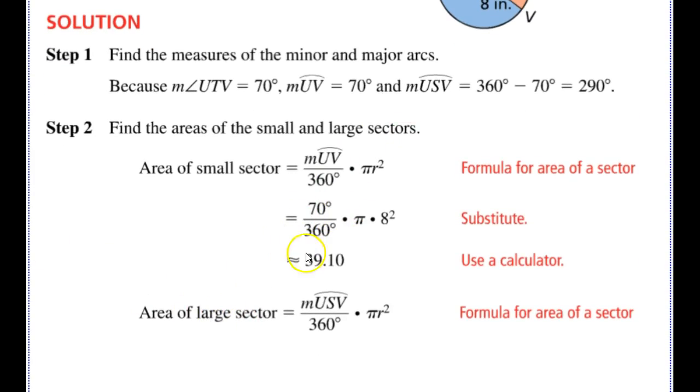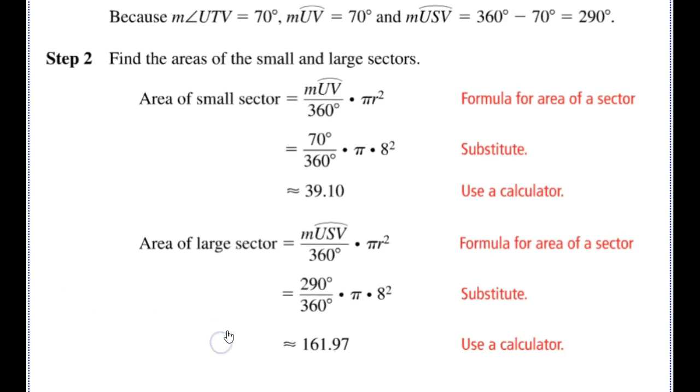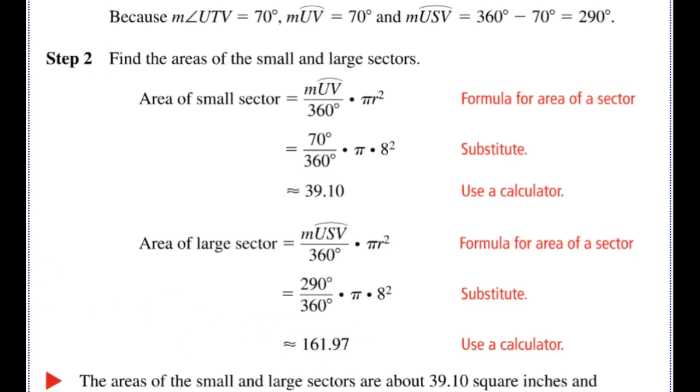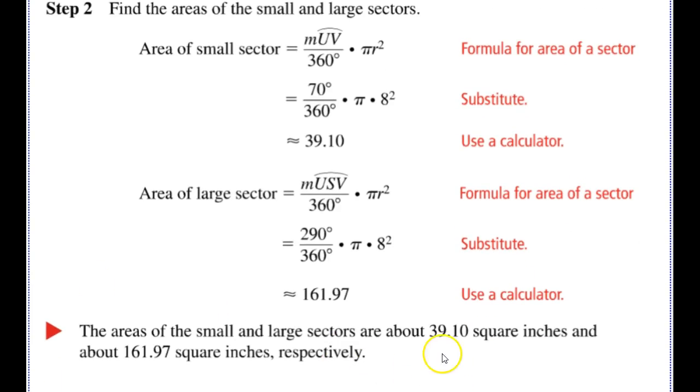So now I'm looking at the large sector, right? So the large piece, the blue part. So again, I do the same thing. The central angle there divided by 360 times the area of the entire circle. So I go ahead and substitute and I use my calculator there. So the small sector is approximately 39.1 square inches and the large sector is approximately 161.97 square inches.